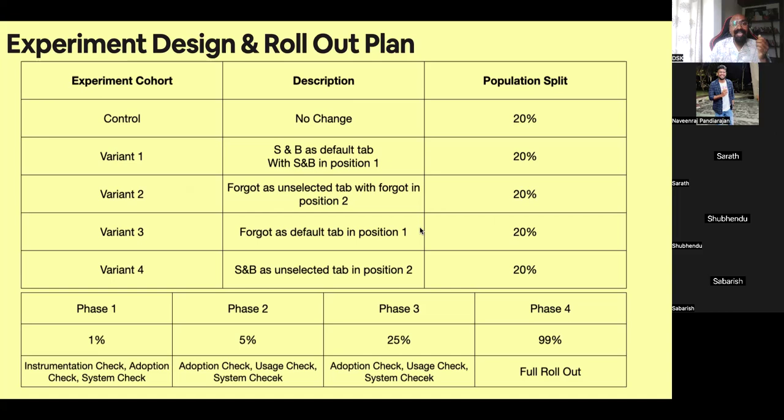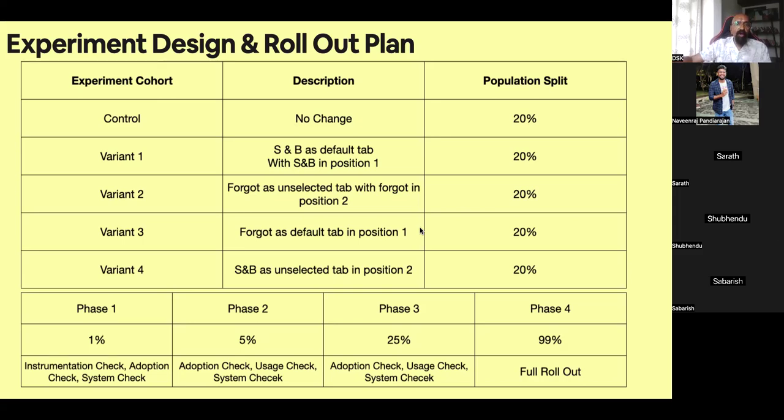That way, you get to understand the implications of what happens if snacks and beverages is in the default position, and it is the default tab in position 1. What happens when forgot is in the unselected tab and it's in position 2? What happens if forgot is default tab in position 1? What happens when, say, snacks and beverages is in the unselected position 2? Each of this will have a bearing or an impact in terms of your first order behavioral metrics, your second order behavioral metrics, first order business metrics, and your second order business metrics. You will want to see which amongst this is the right permutation combination, which gives you incremental adds to the business. That then becomes the winning variant that you ship out to your customers.